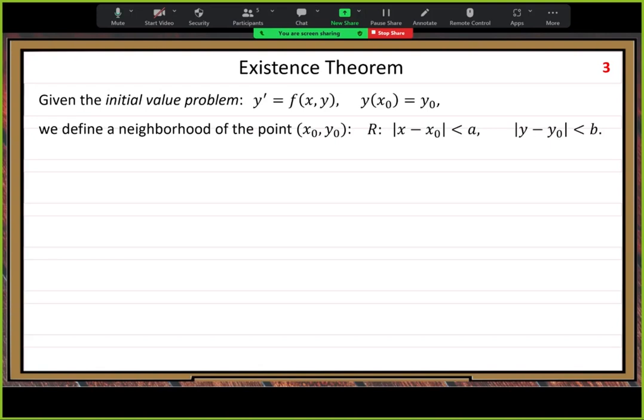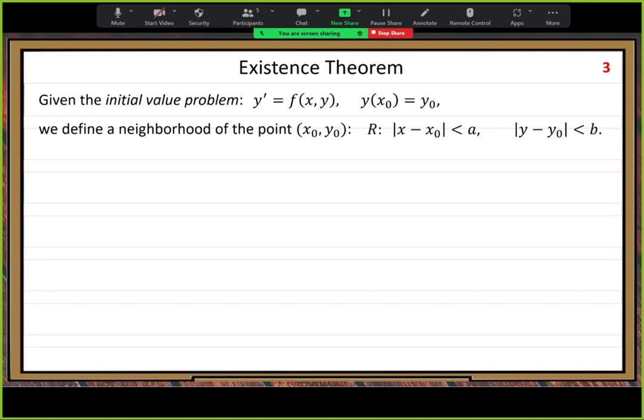For the neighborhood, here I use R as in the textbook: absolute value of x minus x0 less than a positive number a. That's the neighborhood of x0. But this region, we can call it region R. This region is a rectangular region. In the x direction, there is an interval; in the y direction, another interval. So you get a rectangular region for R. We consider this as a neighborhood of the point (x0, y0).